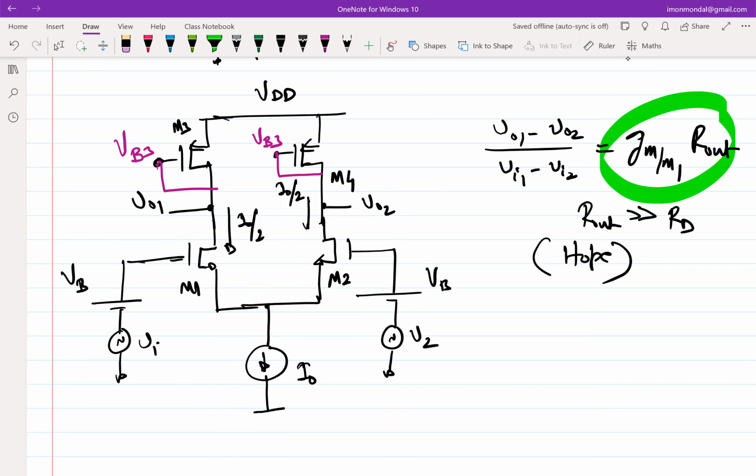But what is the problem with this? Or rather, it will get biased. What will it get biased to? Before I go ahead too much, what will this voltage be now? What will be VB3? Quiescent VB3 will be VDD minus VSG of M3 for a current of I0 by 2, whatever that might be. So it will get biased. Okay, fine, it is biased.